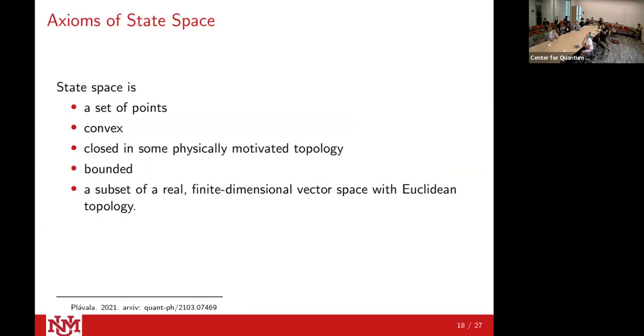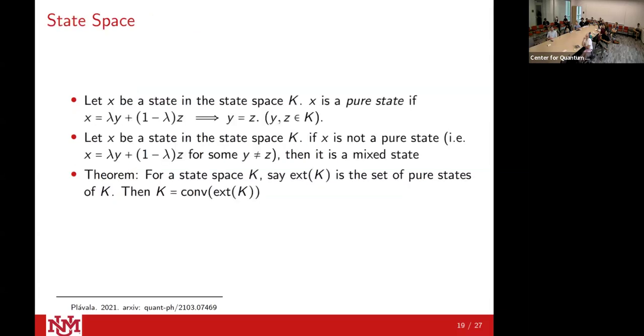So here's one way you might articulate the beginnings of a GPT. You have the state space, which is a set of points, it's convex, closed and bounded. And then it's a subset of a real finite dimensional vector space with Euclidean topology. That last one just makes it easier to articulate convex and bounded, or convex and closed. Yeah, so it's a lot of math.